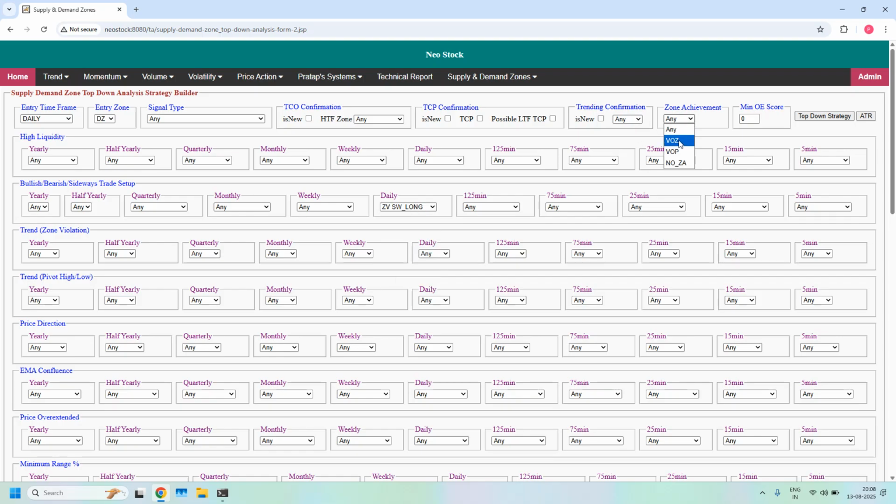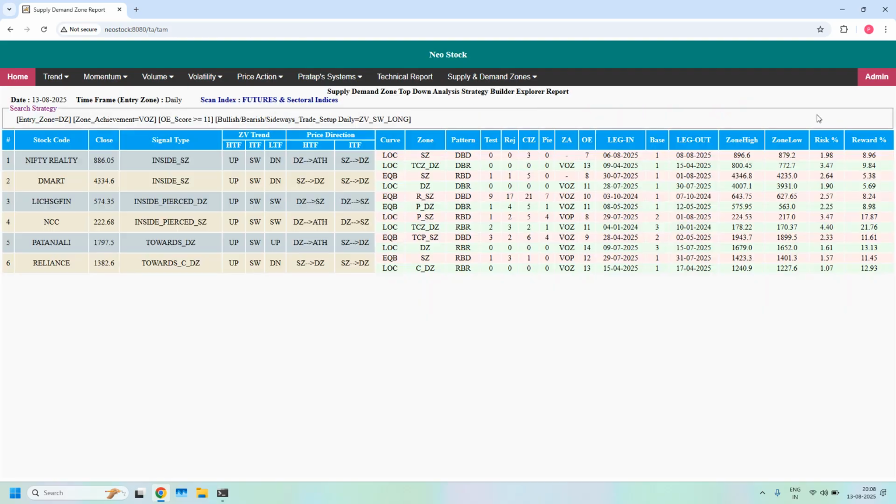Zone achievement violated opposing zone. Minimum odd enhancer score 11 for sideways. With these filters, we got 6 stocks. And all these daily demand zones are supporting sideways long trade setup for monthly income trade, and some are pierced demand zones. You ignore them. You can use them for your pierced zone strategy that you learned in lesson 28.